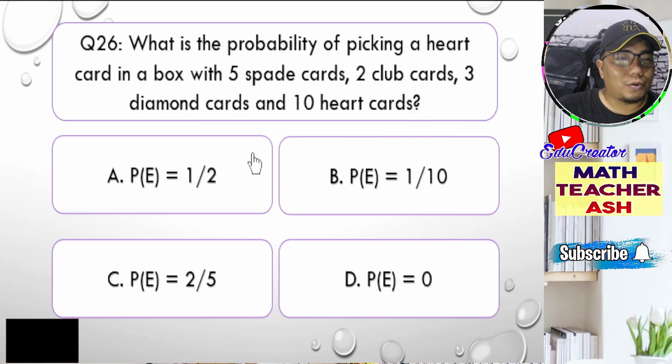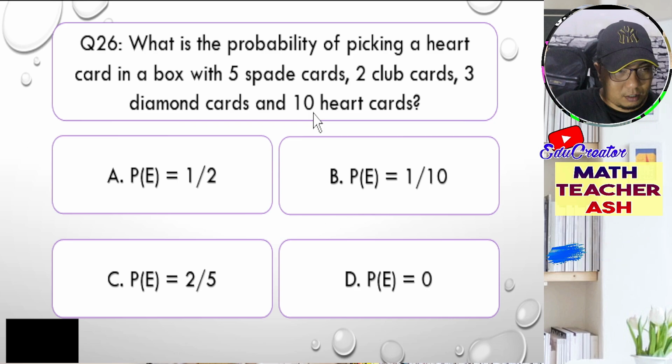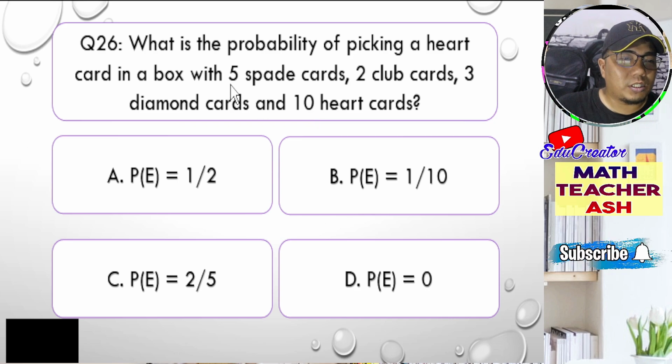Okay, math learners, so as you can see here, we are talking about the probability of picking a heart card in a box. So, how many heart cards are there? There are 10, right? But in total, in the box, how many cards are there? We just need to count the number of cards in order to get the sample space. So, 5 plus 2 plus 3, that is 10. And then 10 plus 10, that is 20. So, in order to pick a heart from these 20 cards in total, that is 10 out of 20. And if you simplify 10 out of 20, the answer is, very good, 1/2.